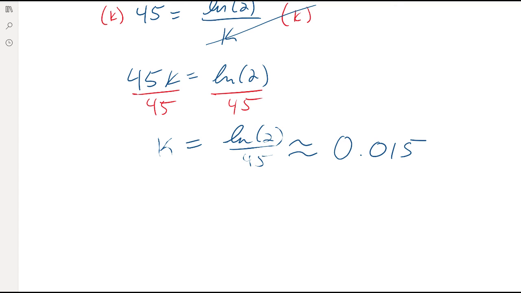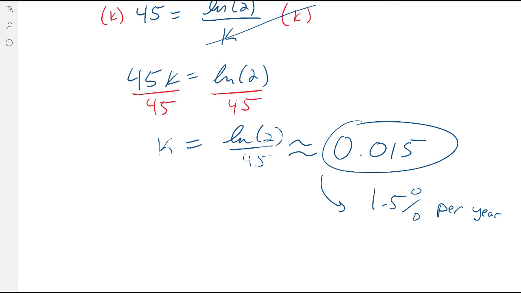So what that means, if I want to write this as a percent, is that the growth rate for this country is about 1.5% per year. That's what that means. But in your homework, I believe they want you to write it in decimal form, not percent form.